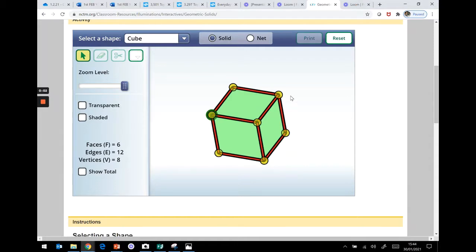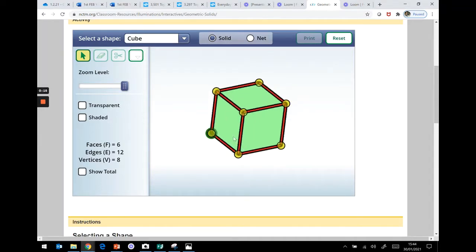So here we have a cube. You can see that the faces are in green. So it has a flat face here. If we count them, 1, 2, 3, and if we turn it round, we can see 4, 5, 6. So faces equals 6. So a cube has 6 flat faces.